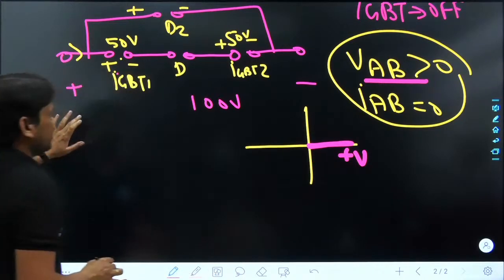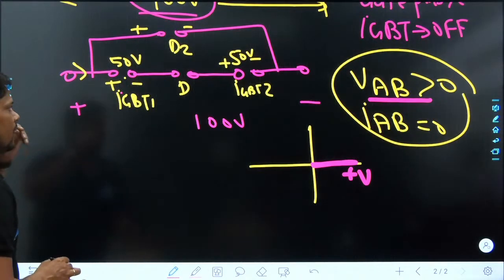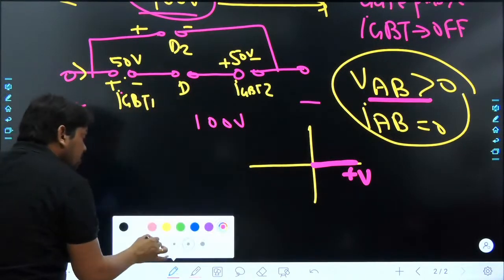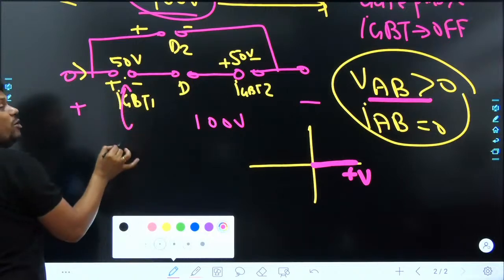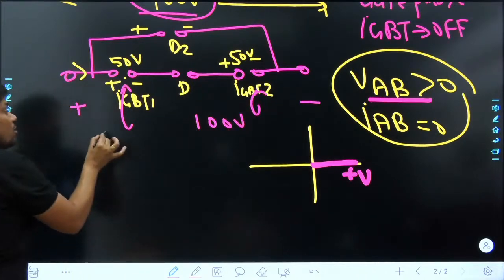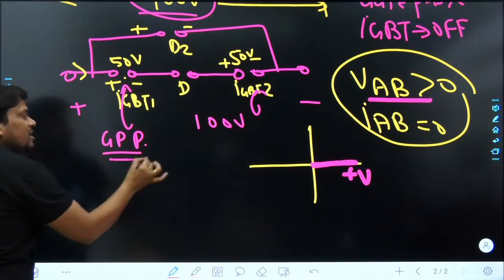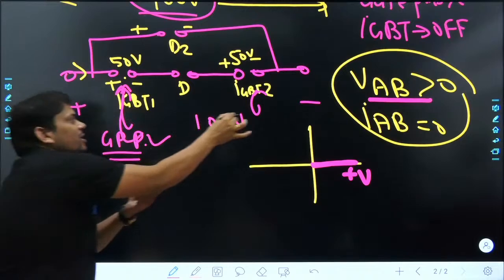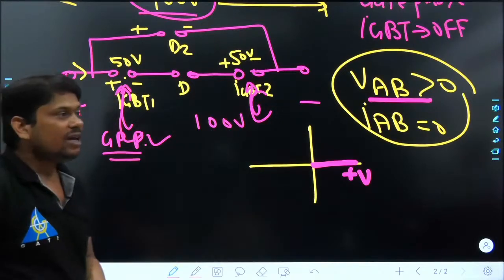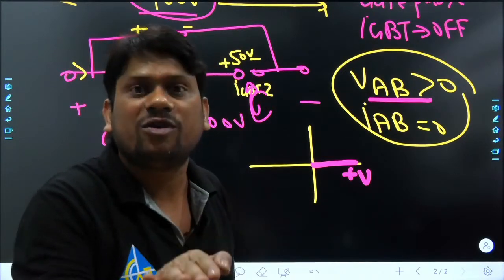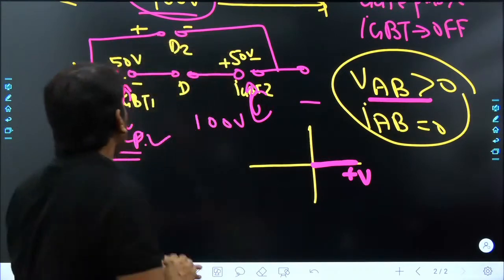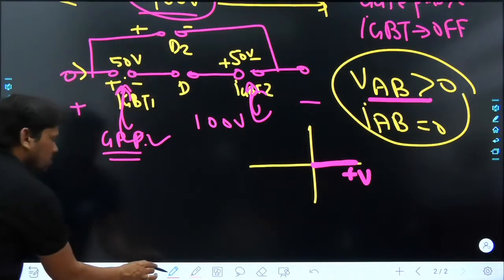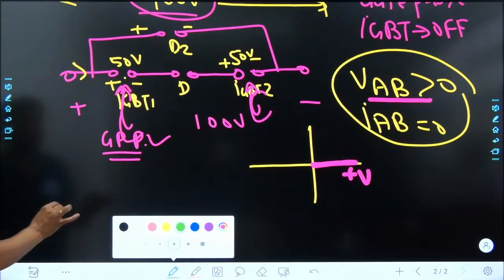What about the second case? See properly here. Now this voltage supply is still positive, but we want to trigger our IGBT. So gate pulse is present, and due to positive gate voltage, IGBT will get turned on, but still diode D2 cannot turn on. Then what will happen? See properly.